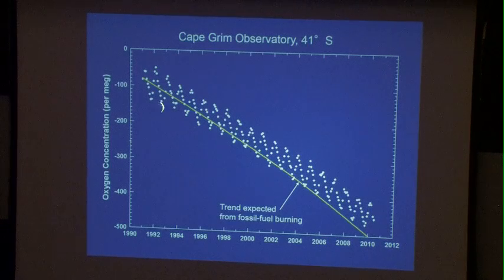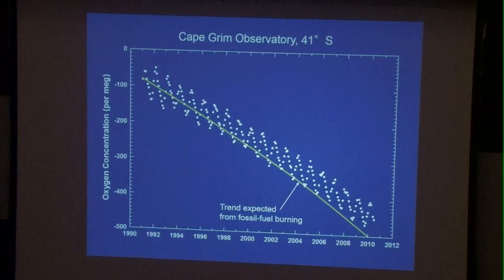So what have we seen relative to fossil fuel burning? This is a record from one of our stations, Cape Grim, plotted here with these points. Each one is a monthly value, and there's a seasonal cycle. But against that, I've also put a yellow curve. This is what would have happened if nothing had gone on but fossil fuel burning. So you see that the actual trend is slower.